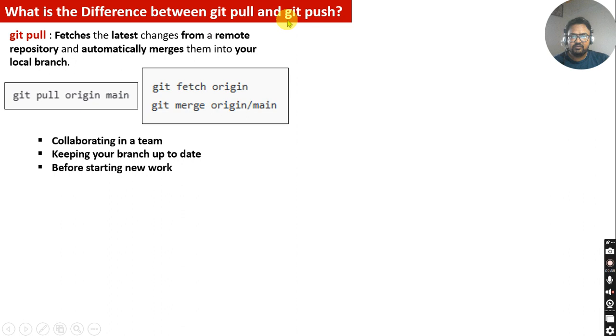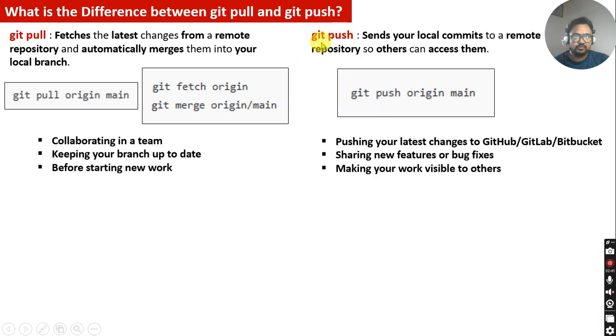Now let's understand what git push will do. It is the opposite: git push sends your local commits, whatever local coding you have done, from your local to the remote repository, so that your team members can see and access your code as well. For that you run git push origin main. This is the command, and it will push your code from your local to the remote repository.